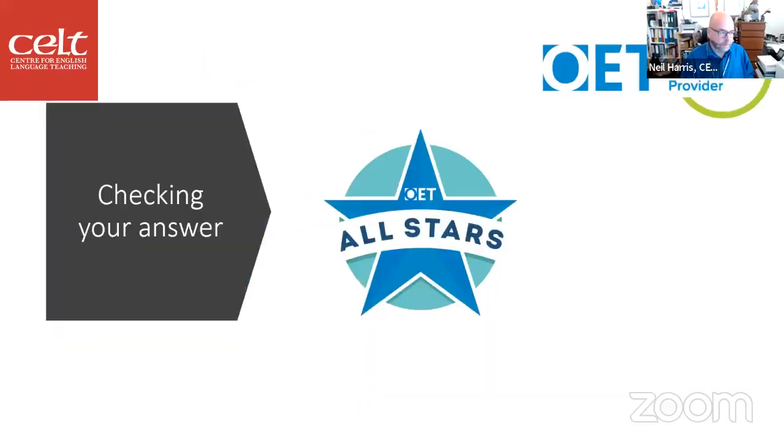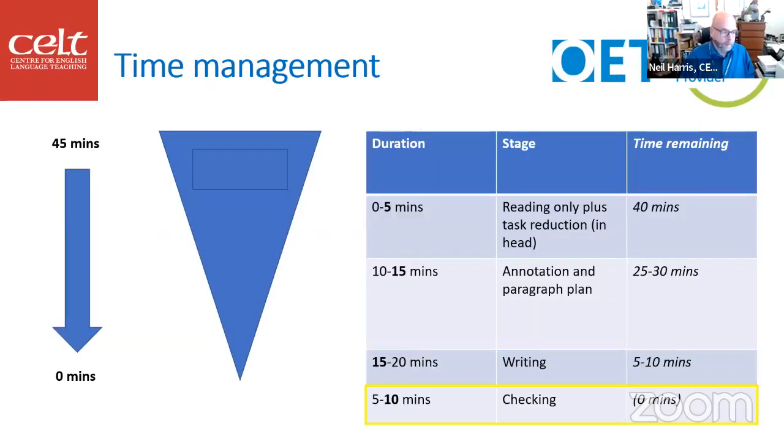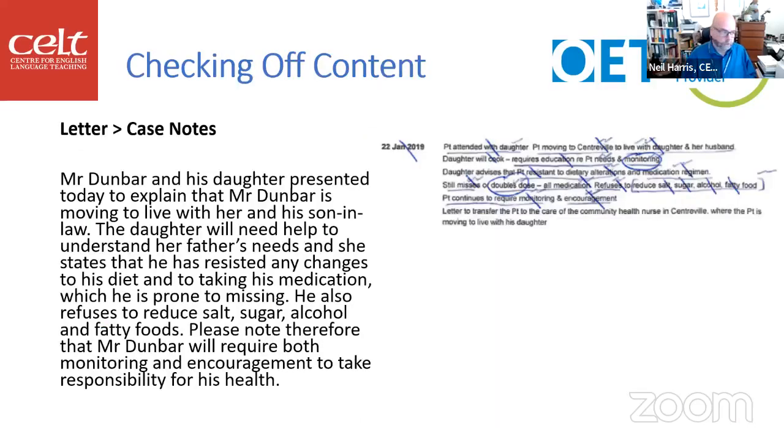So how do we go about checking? Well, these are some of the things that I consider you should do. The first one is making sure that you've not left anything out in your letter. Remember, in the planning stage on paper, if that's the version of the test that you're doing, you will have double ticked key information. You can go back to your case notes and check that you've included them. And this is how you do it.